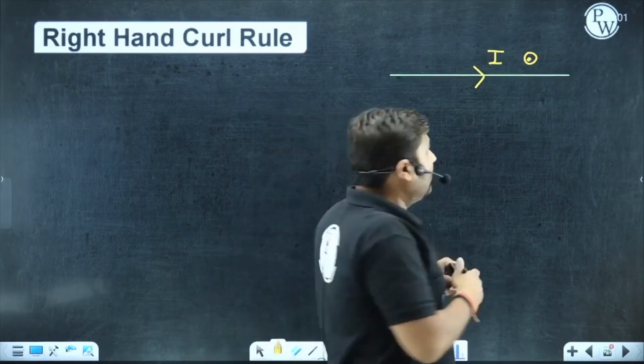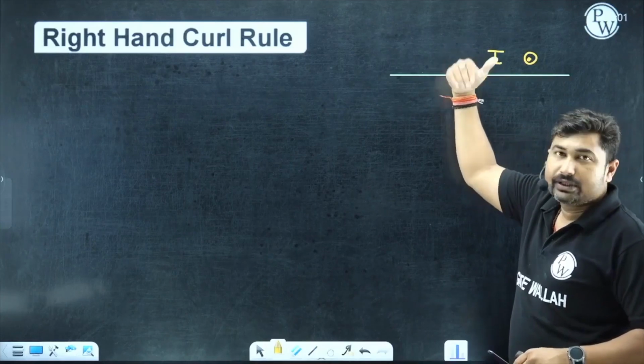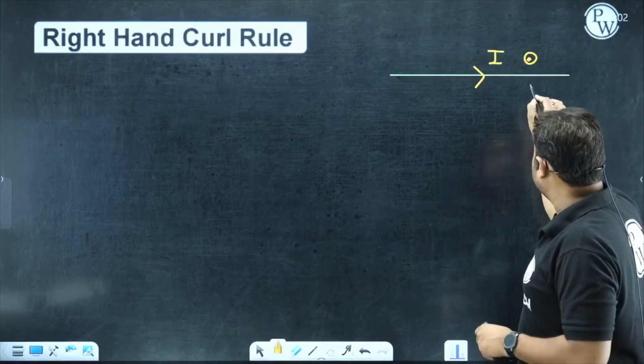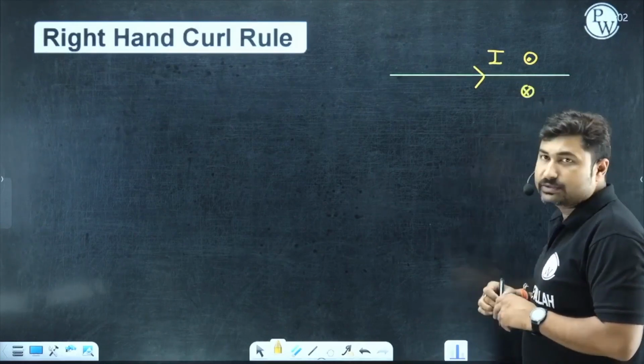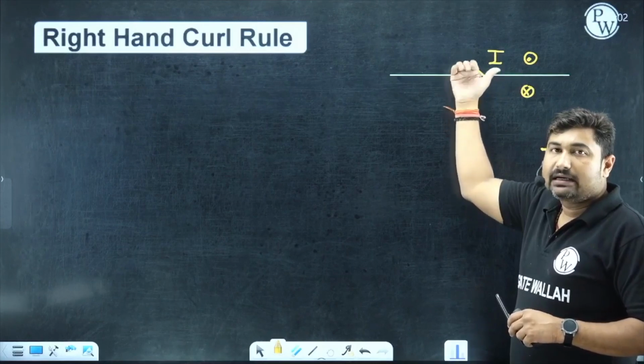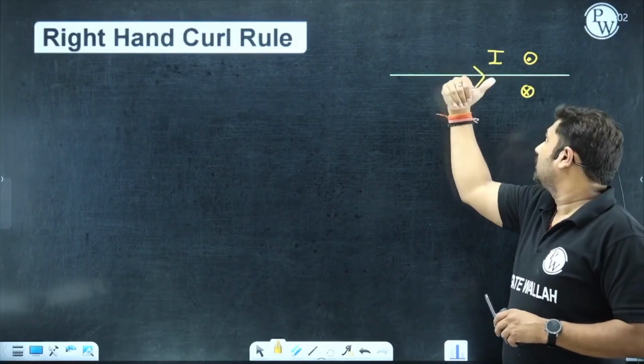So it can be represented by the dot. I am an observer. Magnetic lines of force are coming towards me, so that portion is represented by the dot. And magnetic lines of force going away from the observer are represented by a cross. Is it okay? Yes, sir. So the direction of the magnetic field can be marked in terms of dot and cross.